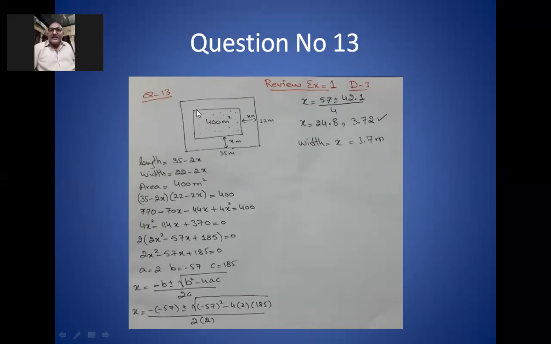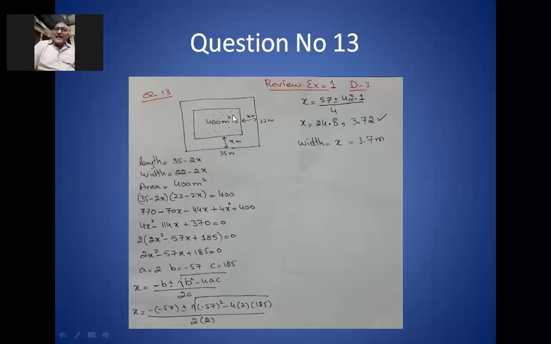He says the inner area here is 400 meters square. So let me read. Okay. Given that the floor area covered by the tiles is 400 meters square, formulate an equation in X and show that it reduces to 2X square minus 57X plus 185 equals to 0. So it is given to us that the area of this portion where the tiles are is 400 meters square.